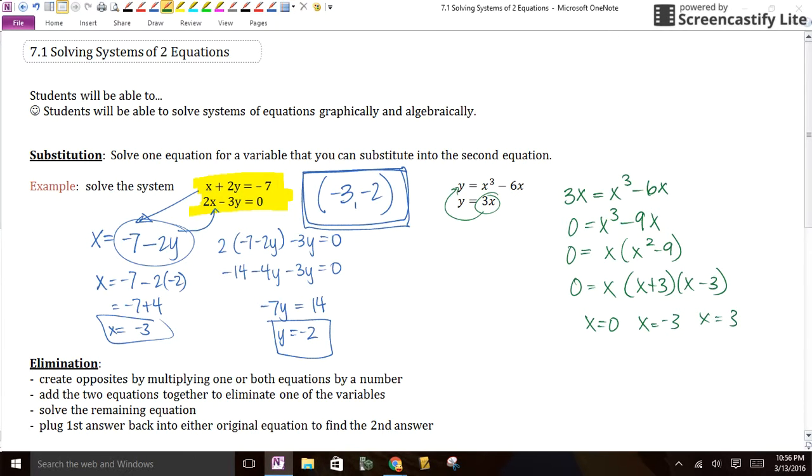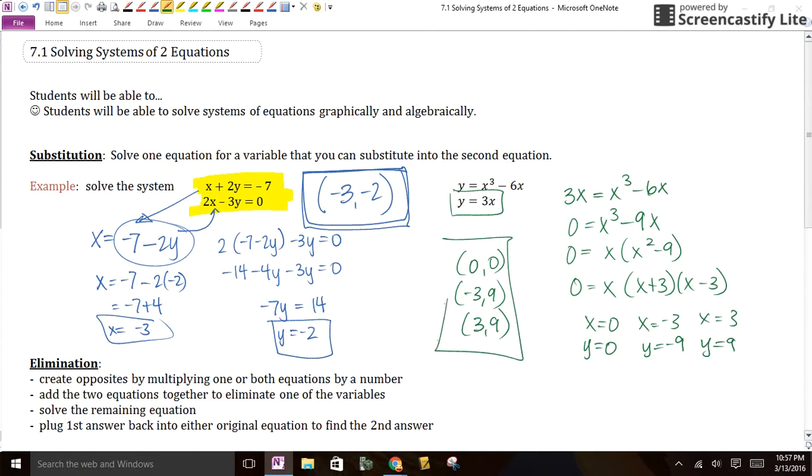But do you realize what that means? Oh my, we have to go back and plug those three x's in to find out what the y values are. So when I plug in a 0, I'm going to plug it into this bottom one because that's easy. When I plug it in there, I get 0. When I plug -3 in, I get -9. And when I plug in +3, I get 9. And lo and behold, there would be my answers. One answer is (0, 0). One answer is (-3, 9). And another answer is (3, 9). Beautificent. There are all three answers.